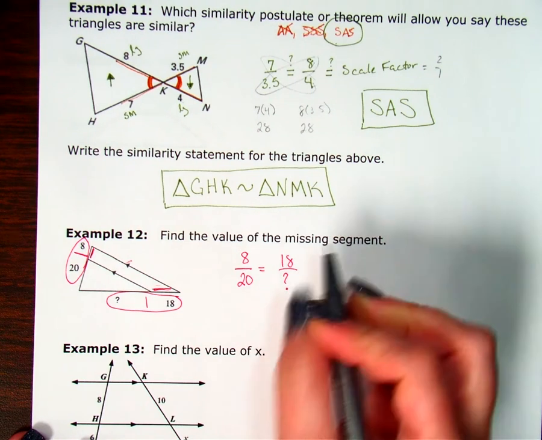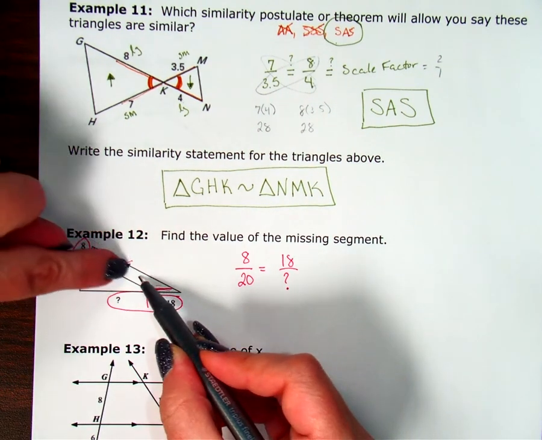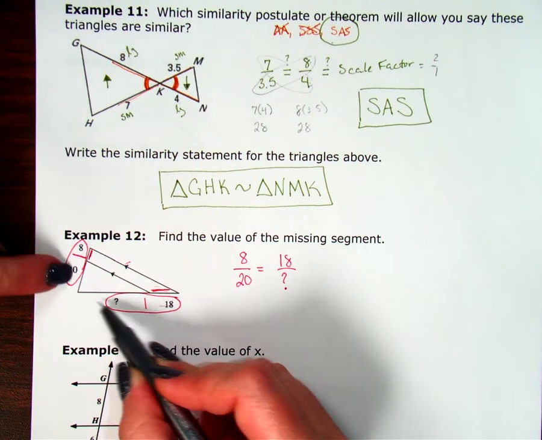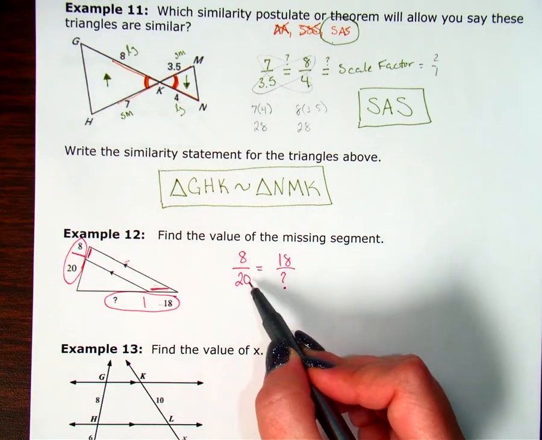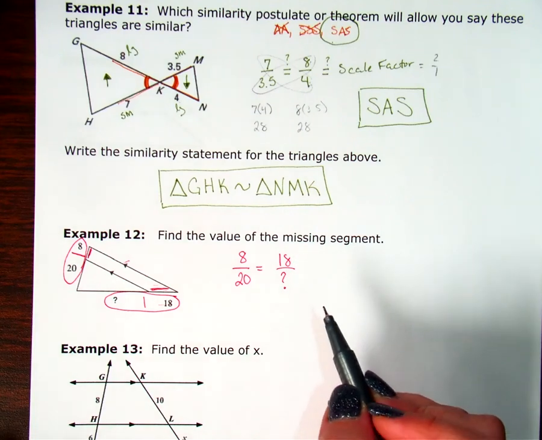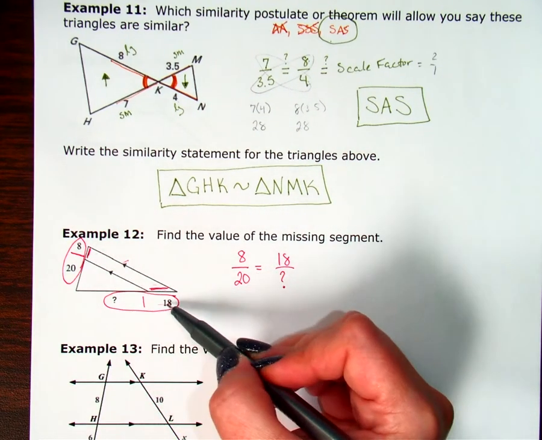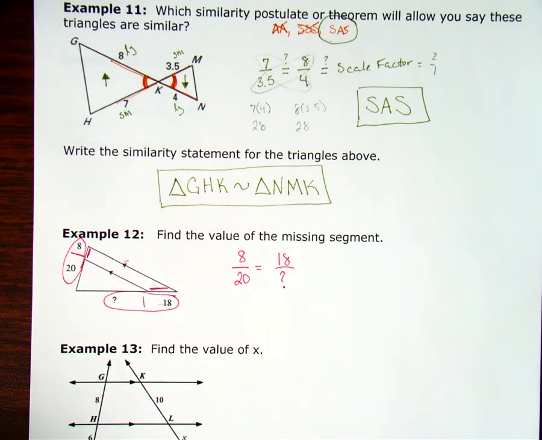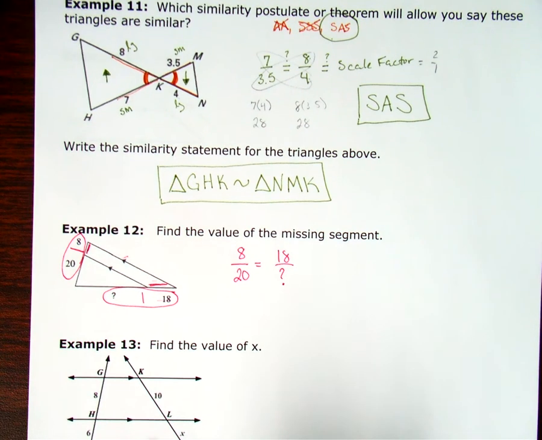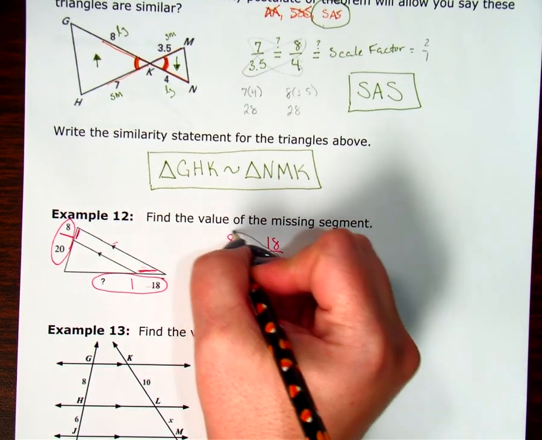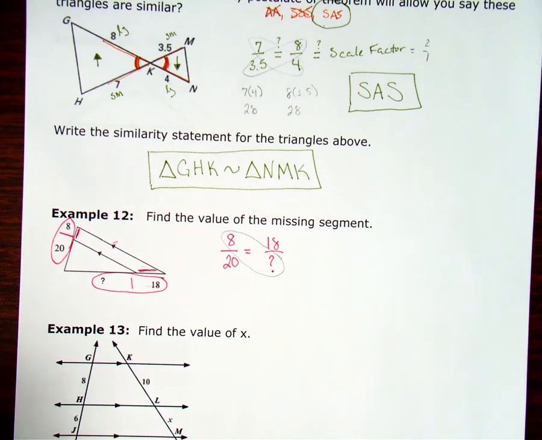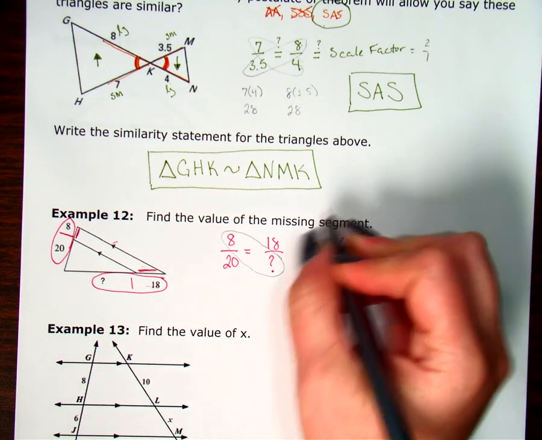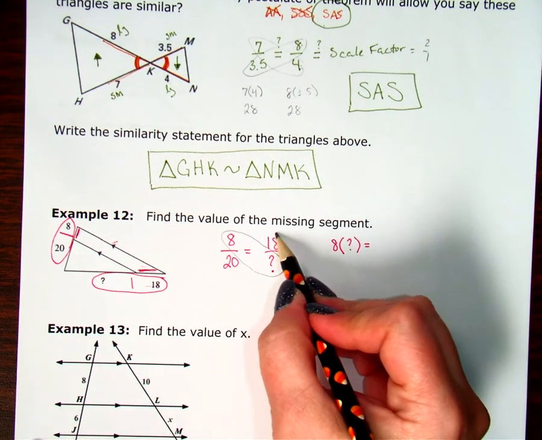So again, consistency is the key. So I started between the two parallel lines and I went to the side that goes to the corner of the triangle. So 8 to 20, 18 to my question mark. Okay? I could have done 8 to 18, 20 to question mark, right? As long as we stay consistent. Consistency, consistency, consistency. I'm going to cross multiply. 8 times my question mark is going to equal 18 times 20.